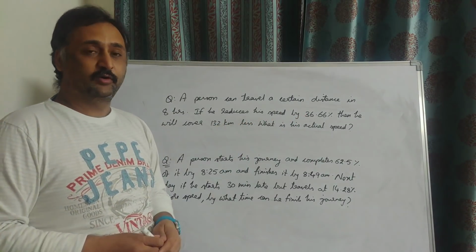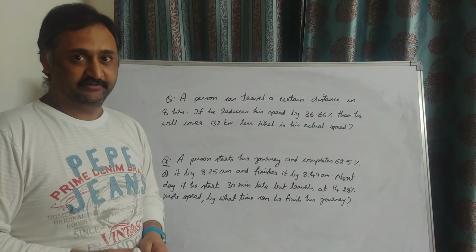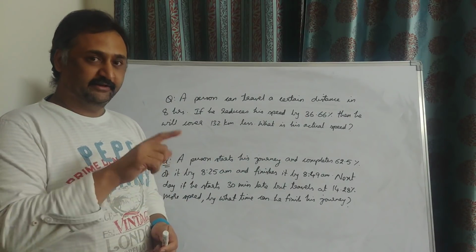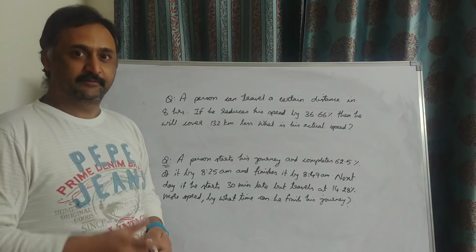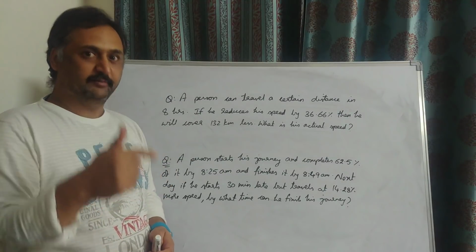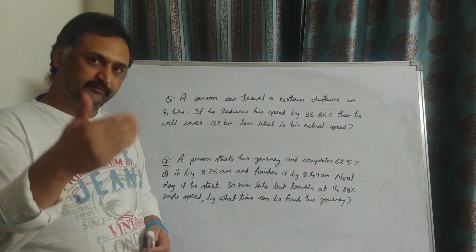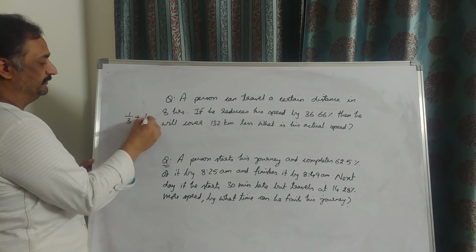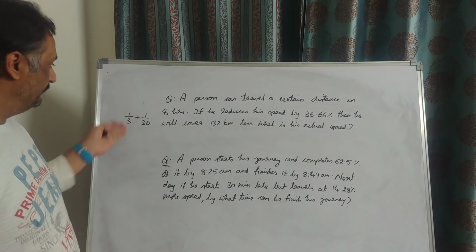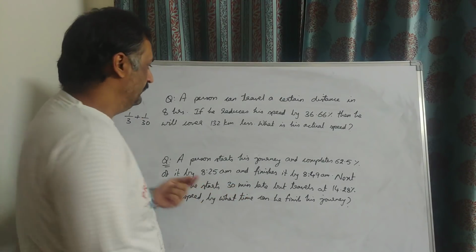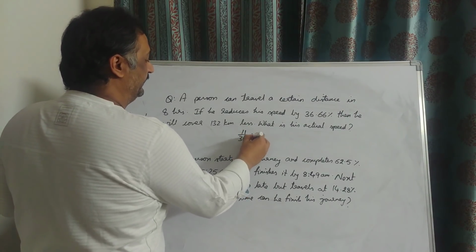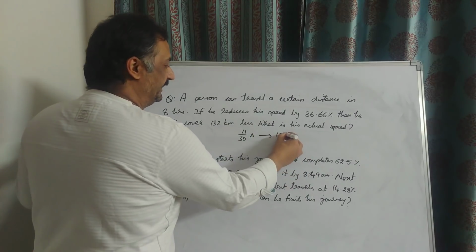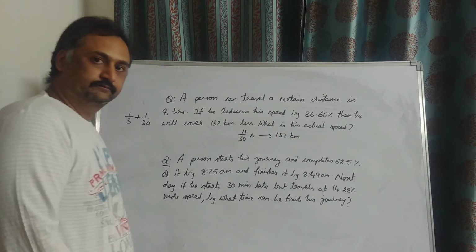So first we have to understand what 36.66% is as a fraction. This is a combination of 33.33% plus 3.33%. 33.33 is 1 by 3. 3.33 is 1 by 30. So 36.66% is 1 by 3 plus 1 by 30. What is 1 by 3 plus 1 by 30? 11 by 30. So an 11 by 30 speed decrease is resulting in 132 kilometers less distance.